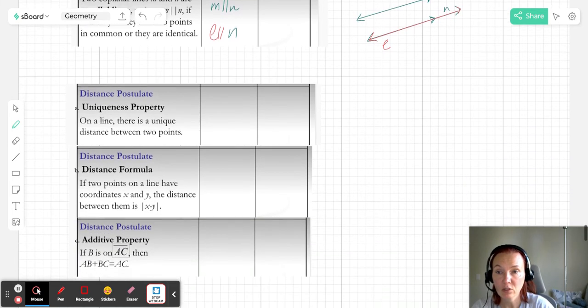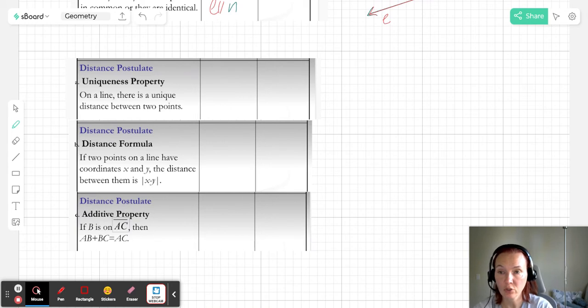Now on to the distance postulate. The distance postulate has three parts. One is the uniqueness property, then the distance formula, slightly different from what we did in class before, and the additive property, not addictive, additive property.